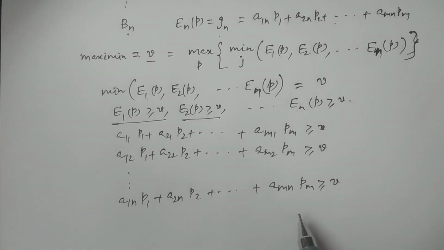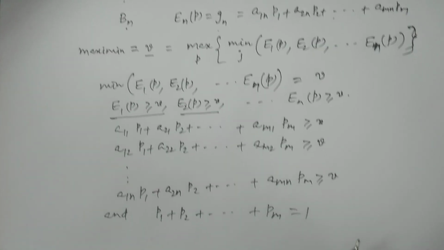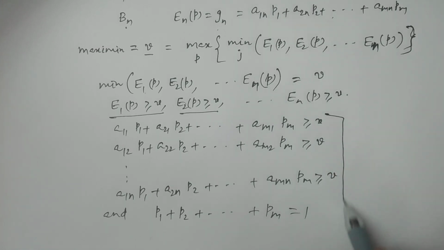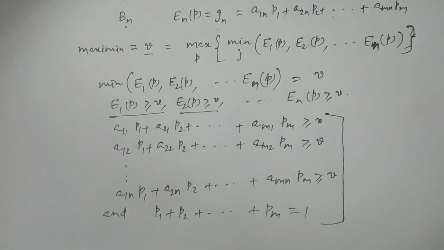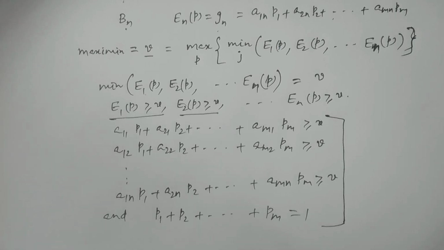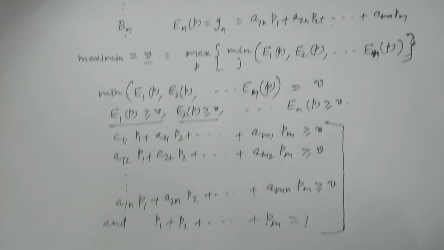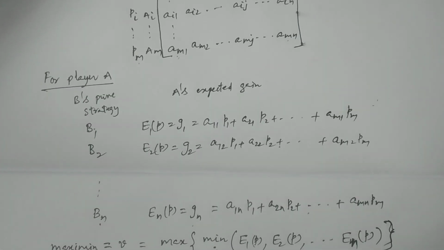If you consider this, then what we have to do is formulate the linear programming problem, and I am also considering P1 plus P2 plus and so on plus PM equal to 1. For all these equations and inequations, what I do is divide by mu, the value of the game, so that I write all the inequations in this form.